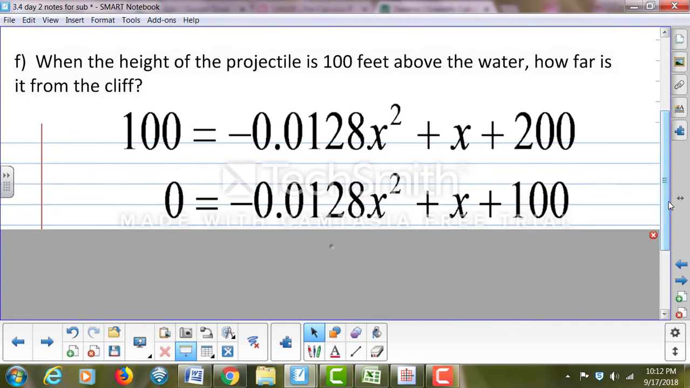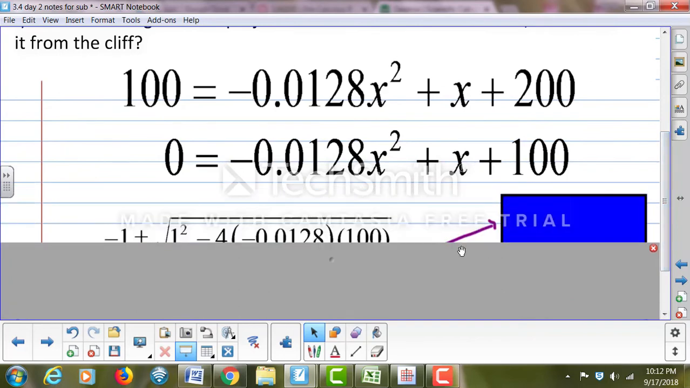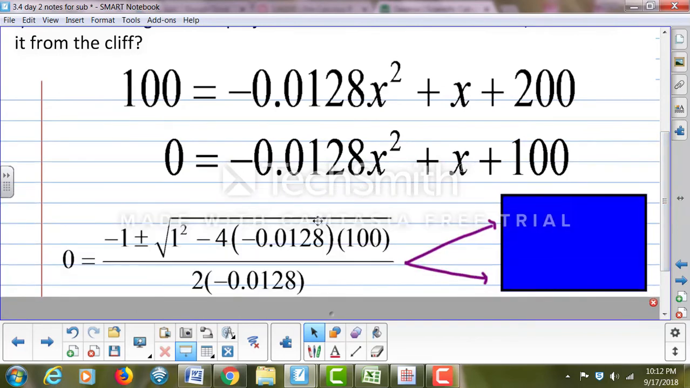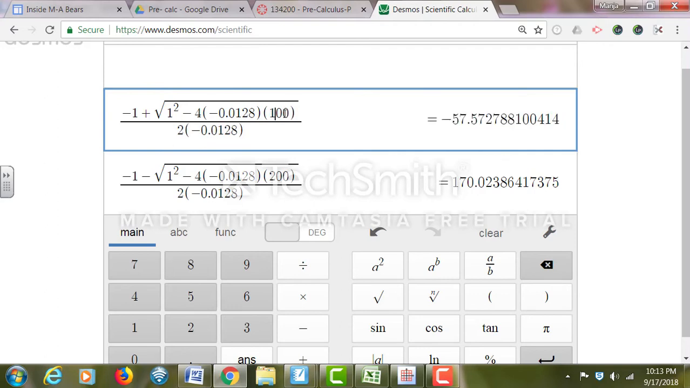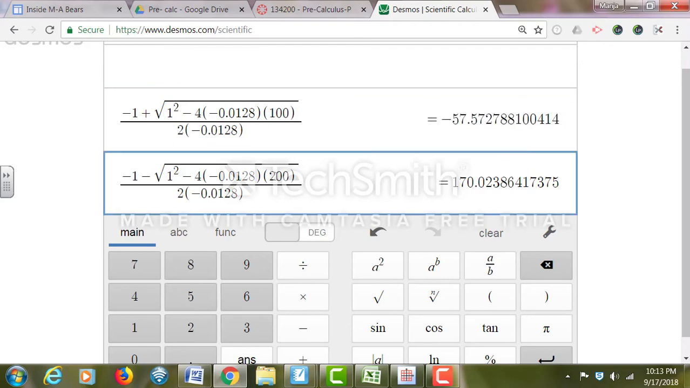Now this is very similar to the one we did in the last part. The only difference is your C value is now 100 instead of 0. So what's nice about that is we already have that set up in the calculator. We just need to change our C value in the 4AC part from 200 to 100. So I'm going to go back to Desmos again. You guys do this along with me on your graphing calculator. And I'm going to change the 200 to 100 in the plus version and the 200 to 100 in the minus version. So we again have two answers.